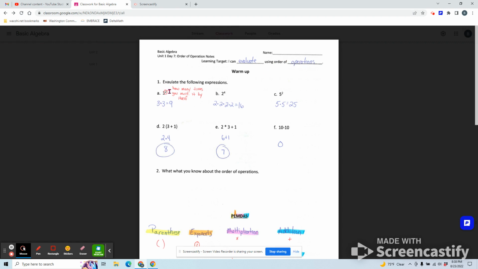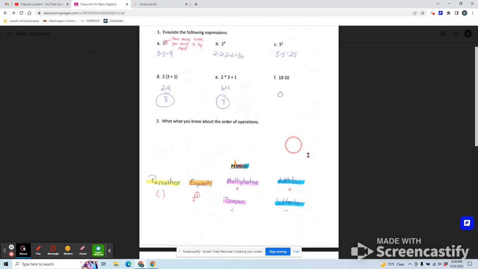3 squared. Well, in red I said that squared means how many times you multiply it by itself. So really, if I were to expand this out, it's saying 3 times 3, which equals 9. If I look at letter B, I've got 2 raised to the 4th power. So that's saying I have 2 times 2 times 2 times 2, which gives me 16. It is extremely common for students to do 2 times 4 and tell me this is 8. Or this one is 3 times 2 and it's 6. Okay? Notice that they are exponents.